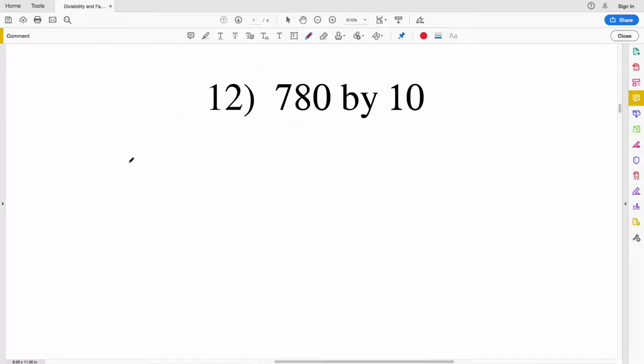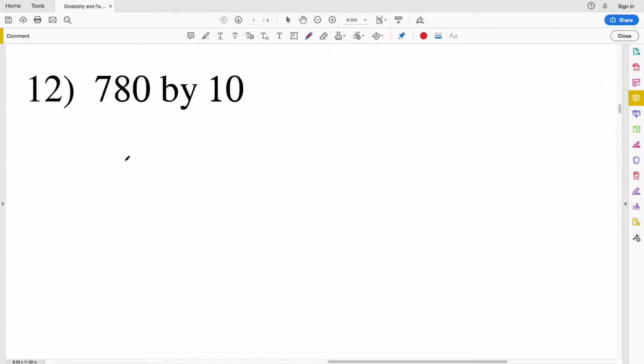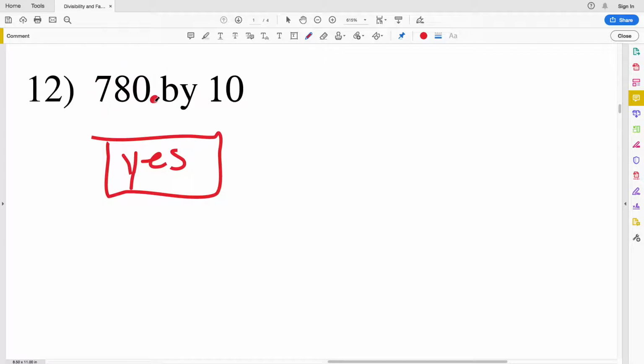And then lastly for this section, number 12. Is 780 divisible by 10? This is an easy one. Yes, it is, because there's a 0 in that ones place. And if you want to do the math real quick, 780 divided by 10, we simply move the decimal place one point to the left, dividing a number by 10, or we'll just cancel out that 0 to get 78. Let's continue on to the next page.